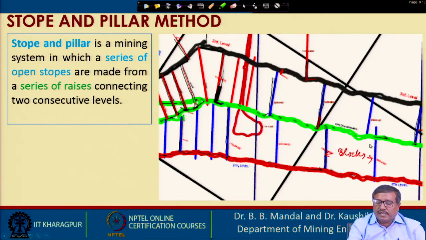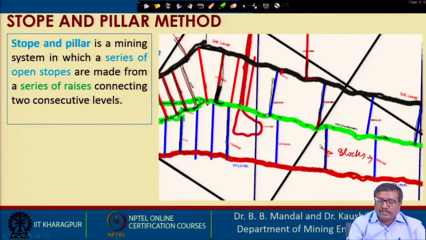and we have defined this part as one mining block. This mineable reserve has been defined as a mining block, that means this is one raise, this is one raise. Now, we can have other raises in between these two raises. These are called the block end raises, and the mineral locked inside this part, defined by the upper level, lower level and side raises, we can call one mineral block.